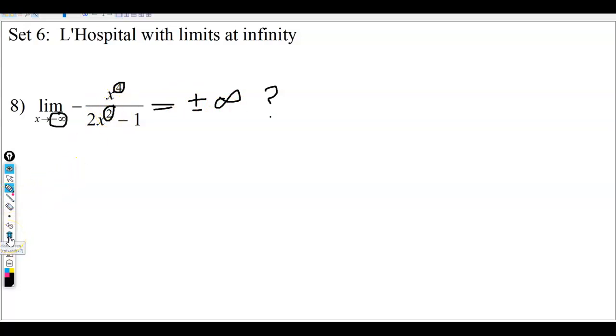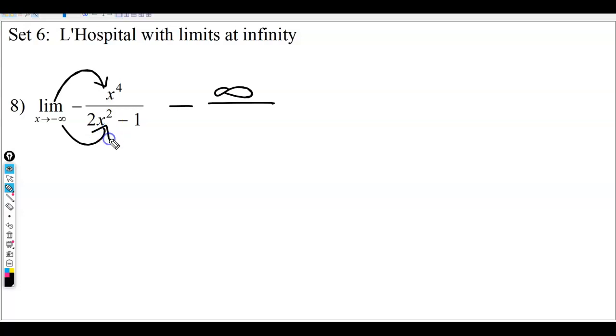There's ways to do it, but my advice is in this case, it's probably just going to be easier if you just do L'Hopital. Okay, so plugging in infinity to the top, if you raise negative infinity to the 4th power, you're going to get a positive infinity. We'll have the negative in the front of the fraction. Plugging in negative infinity on the bottom, when you square, it becomes positive. If you multiply positive infinity by 2, you get infinity. If you take 1 away from a positive infinity, it's still infinity, and we still have a L'Hopital situation here.